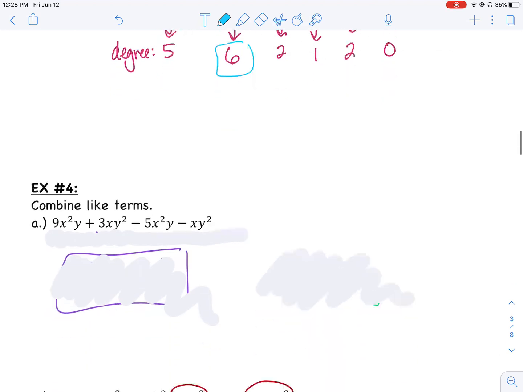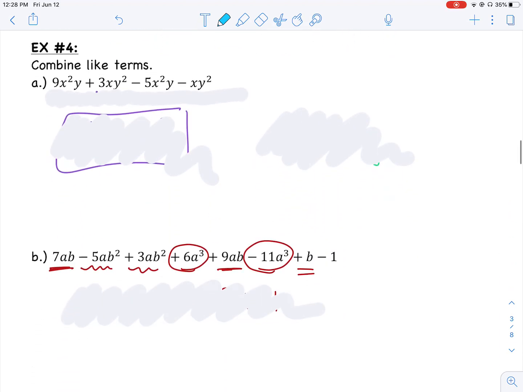All right, now let's talk about combining like terms if I have lots of different variables in my polynomial. Remember, like terms have to be the same exact variable with the same exact exponents. They have to look exactly the same in order to be like terms. So looking at this polynomial, I have an x squared and a y in this first term. That means I can only combine that term with other terms that have an x squared and a y.